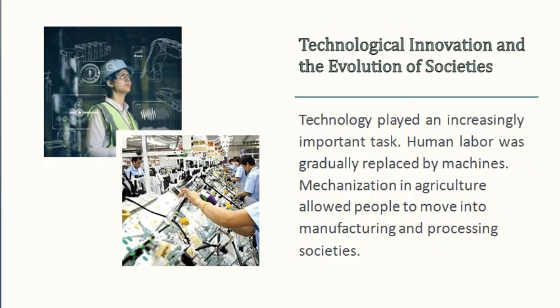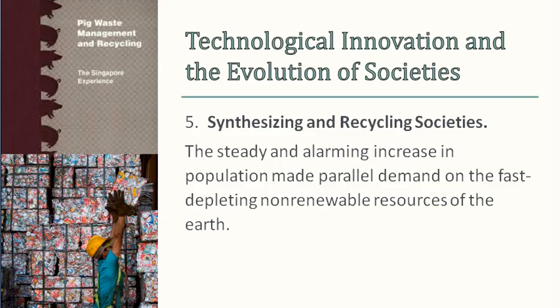So technology played an increasingly important task. Human labor was gradually replaced by machines. Mechanization in agriculture allowed people to move into manufacturing and processing society. So yeah, there's another evolution. The last one here is synthesizing and recycling societies. The steady and alarming increase in population made parallel demand on the fast depleting non-renewable resources of the earth. So this is now what we are facing.